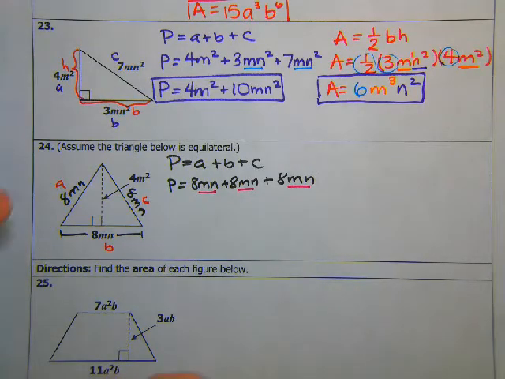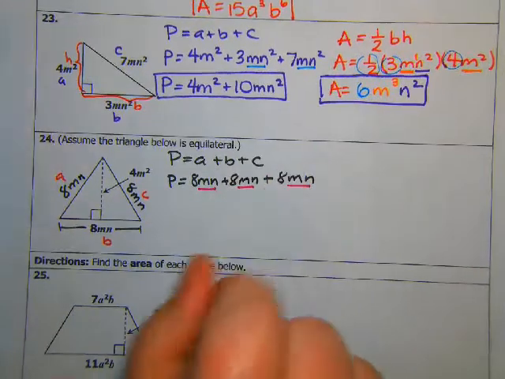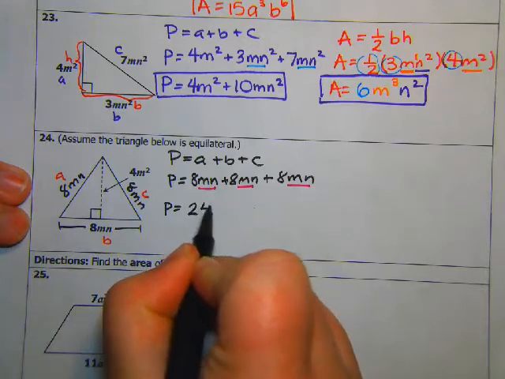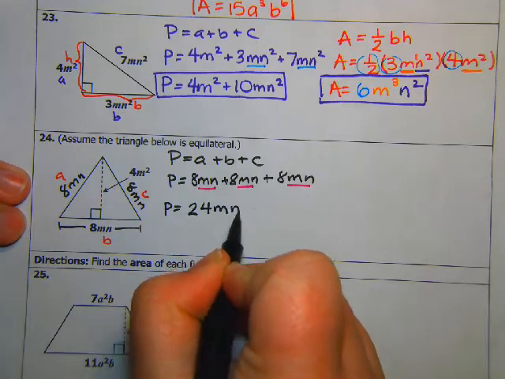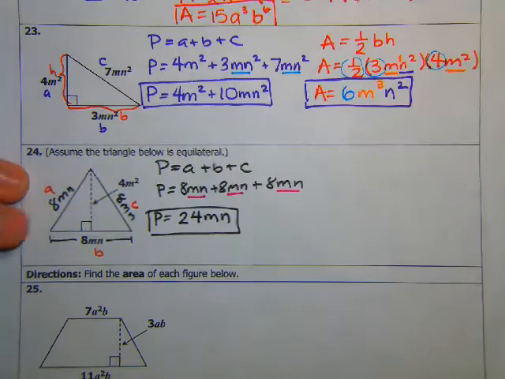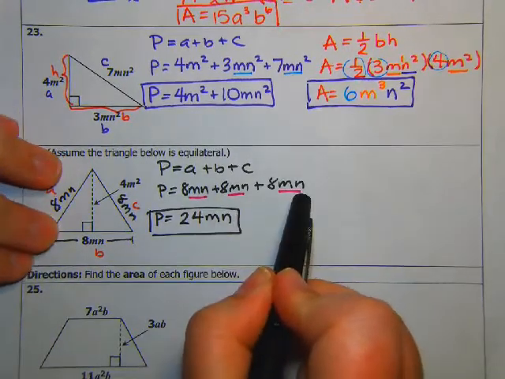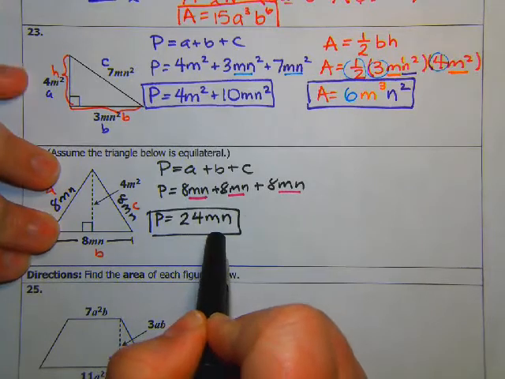Mn, mn, mn. What we do is we take the numbers 8 plus 8 plus 8, and hopefully you know that gets you 24. And then again, remember the mn part is exactly the same. Don't change that, because that's the part where the terms are the same. So if it's the same for these, it better be the same for the answer. Okay.